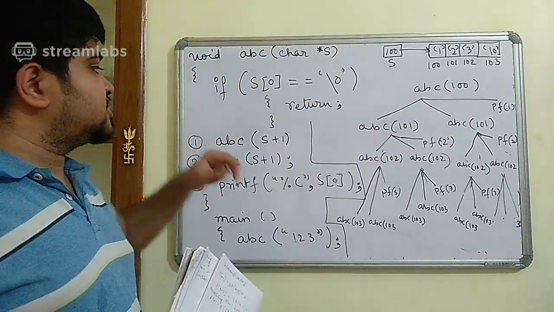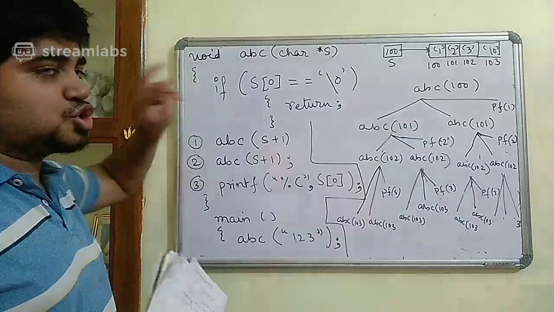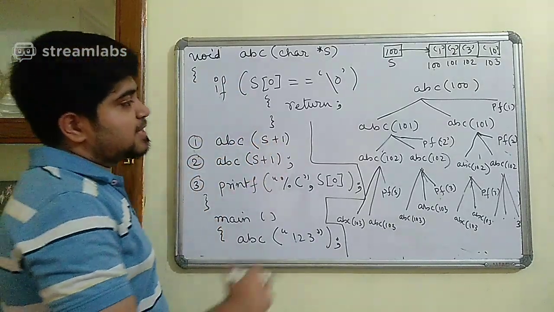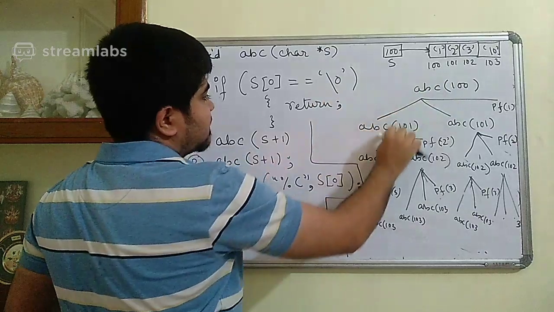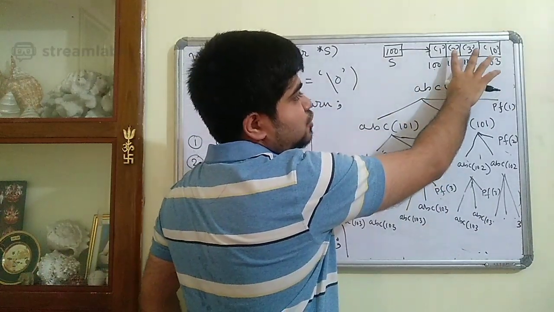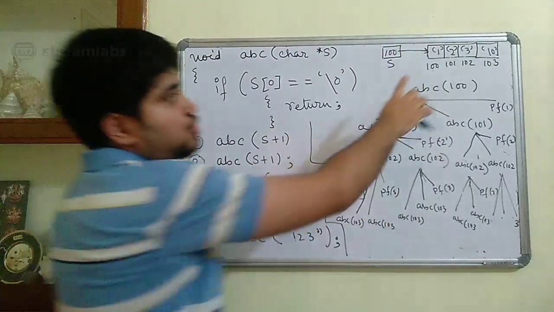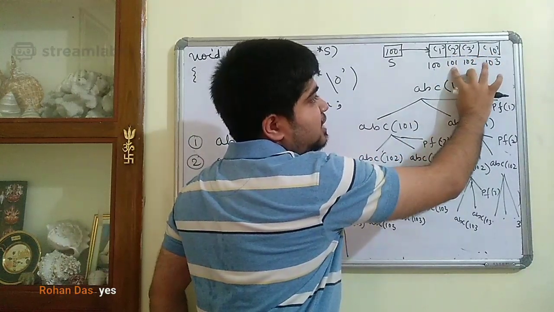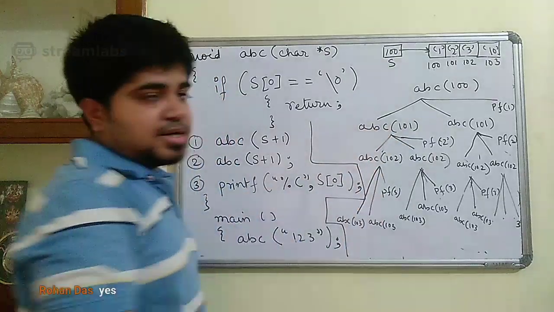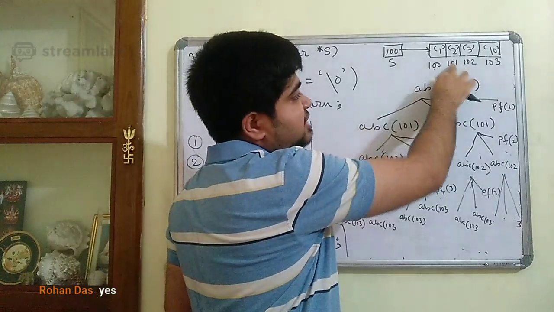ABC of 100 is doing 3 tasks. This checking is performed for returning or stopping. These 3 tasks are ABC of S plus 1. S plus 1 is 100 plus 1, which is 101. So this 2, 3 is sent. This is the new array which is sent over here. So ABC of 101. Again in 101, which is the 0th location then?